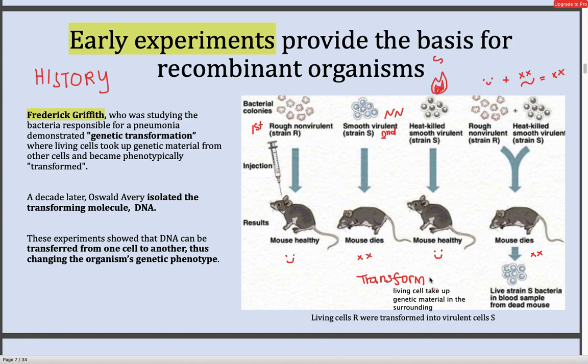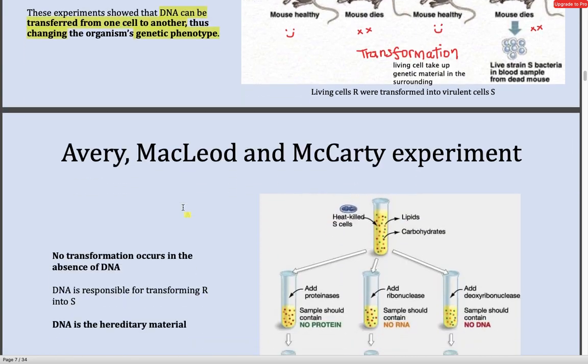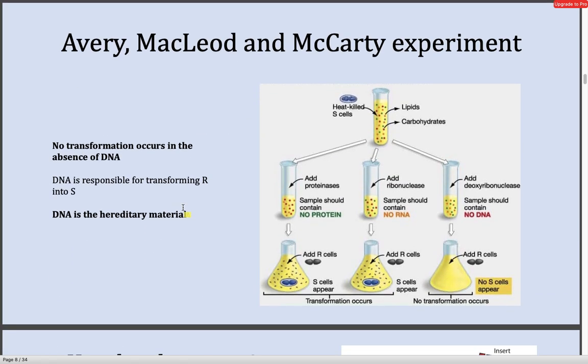This was very, very important because, other than the concept of transformation, it also told people that possibly DNA, RNA, or protein is an important hereditary material that can be transferred to another organism to give you a different genotype or phenotype. In order to determine whether it's DNA, RNA, or protein, Avery, MacLeod and McCarty did this experiment. They started with the heat-killed S cells again, the ones found in the very last mouse. They divided it into 3 different tubes.